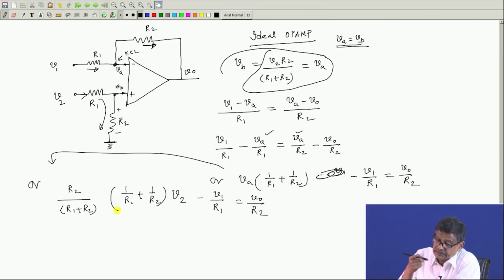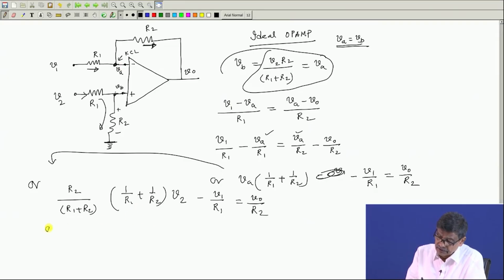See, the important point is that the potential of this point and this point are the same. If it has a negative feedback and the op amp is ideal, the op amp is operating in the non-saturated, linear zone. Therefore, there will be practically no voltage difference between these 2 points. It will be like this.